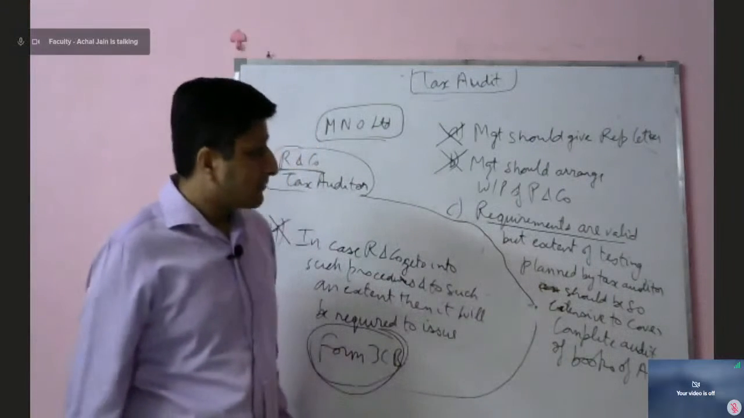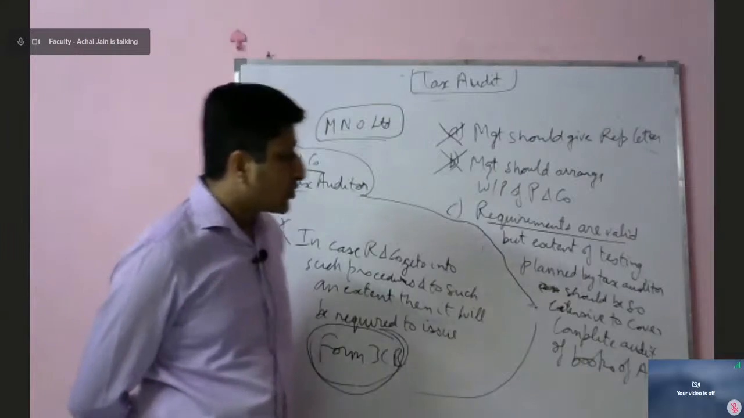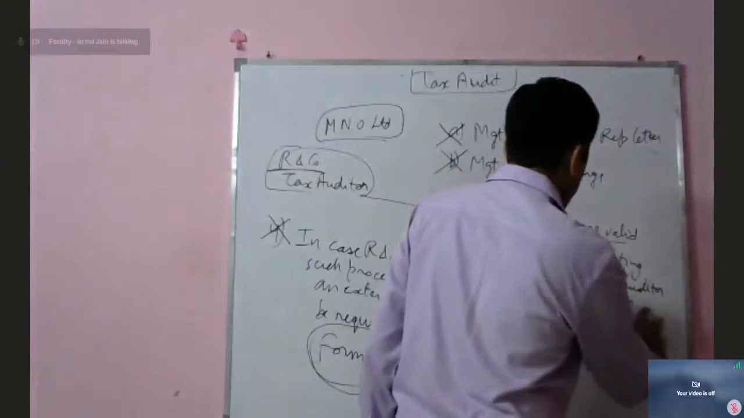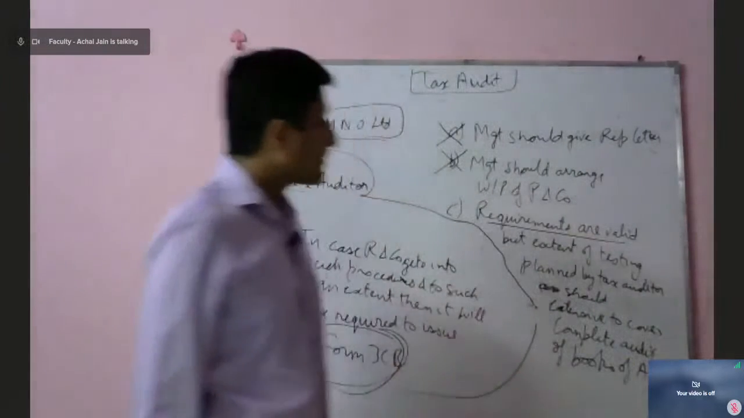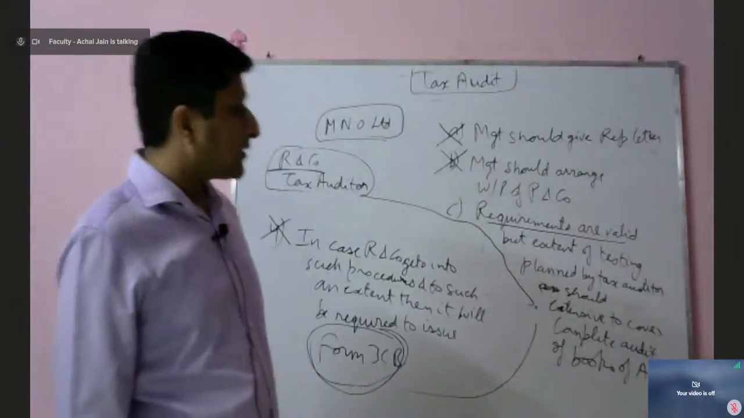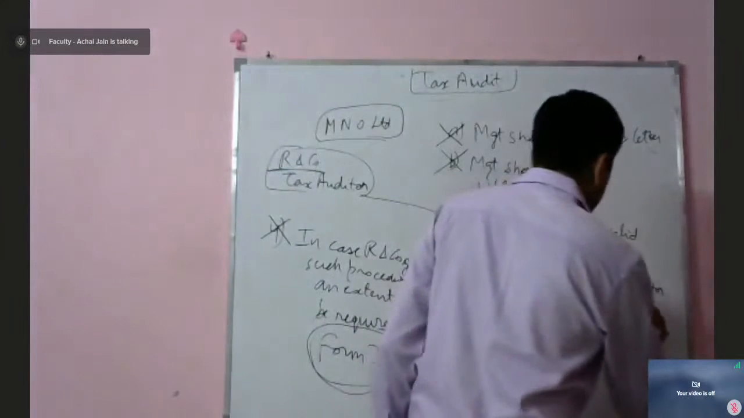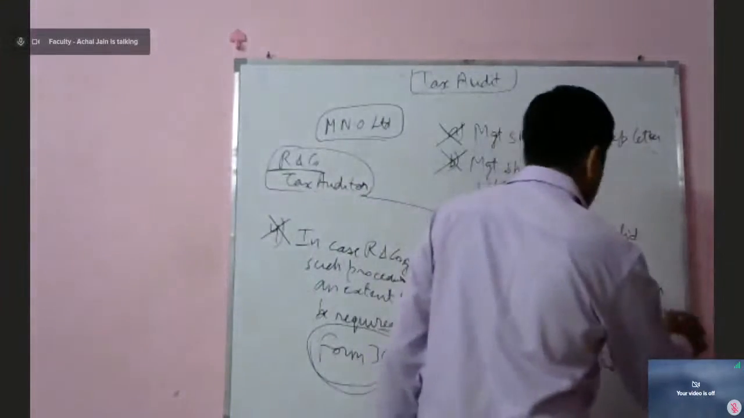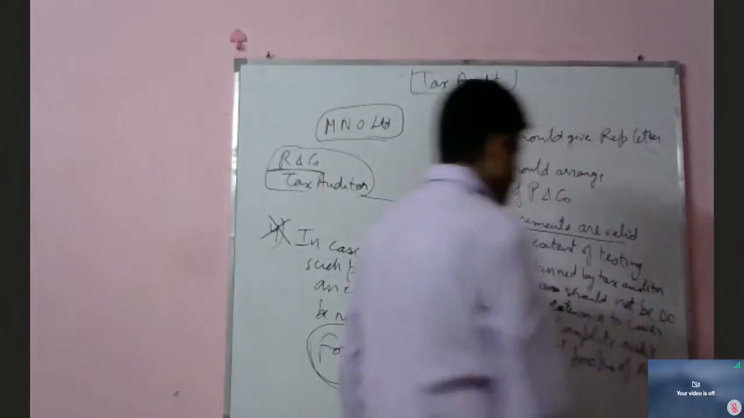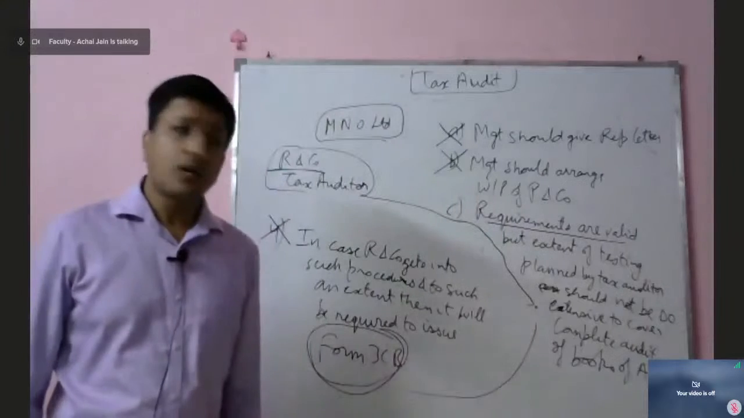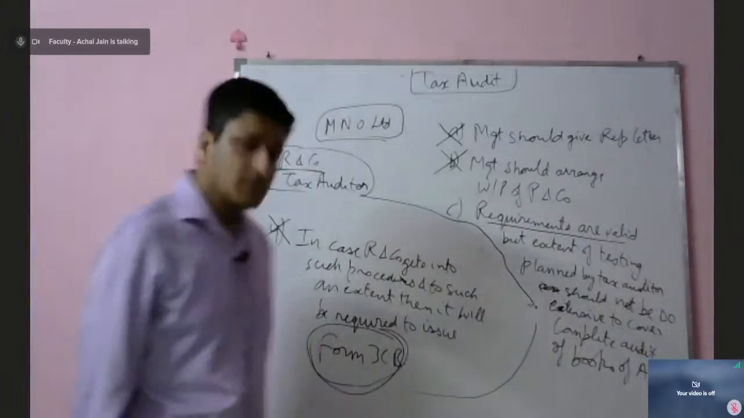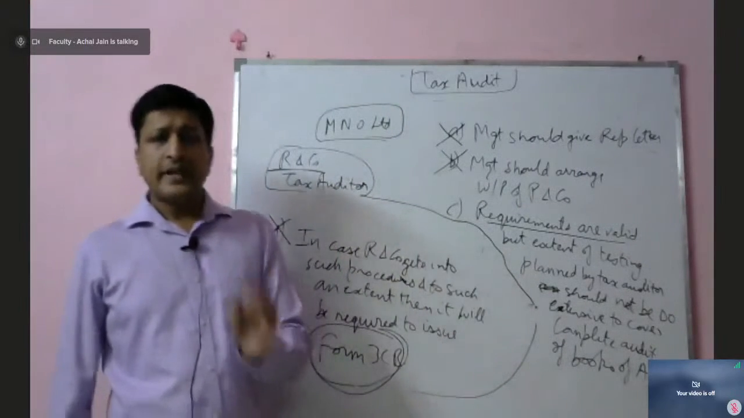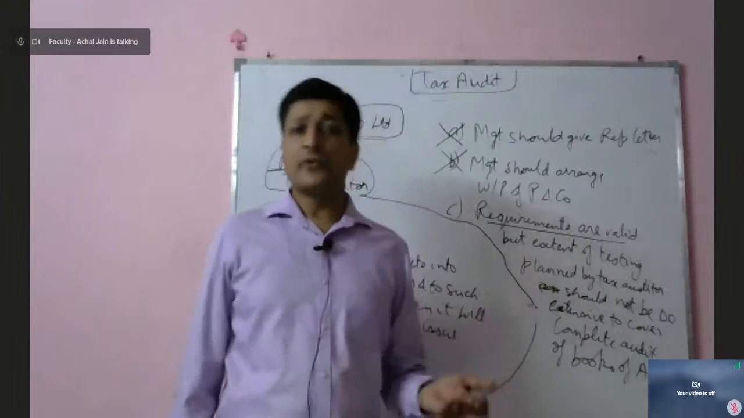So that's why the extent of testing planned by the tax auditor should not be so extensive as to cover a complete audit of books of accounts. We're saying the requirements are valid, but the extent of testing planned by the auditor cannot be so extensive. It has to be limited in terms of drawing the reference to the financial statement.